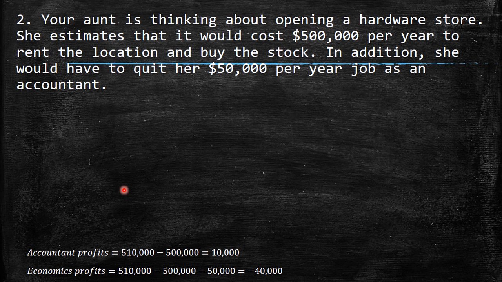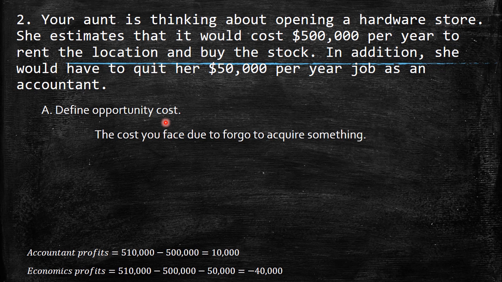The second question says, your aunt is thinking about opening a hardware store. She estimates that it would cost 500,000 per year to rent the location and buy the stock. In addition, she would have to quit her 50,000 per year job as an accountant. First, define opportunity cost. Basically, it's the cost you face to forego something in order to acquire something else. As I said before, the opportunity cost for me now of making this video is sleep, for example.